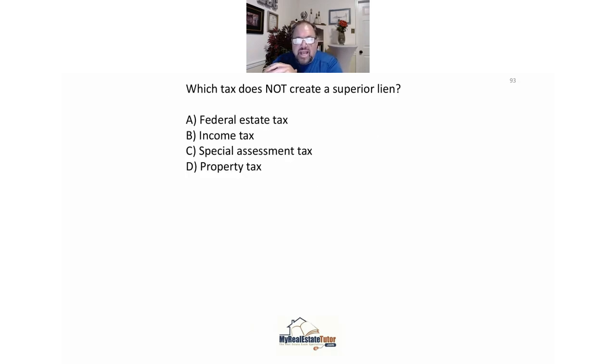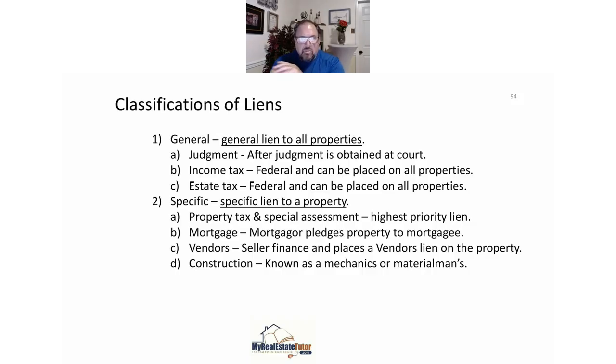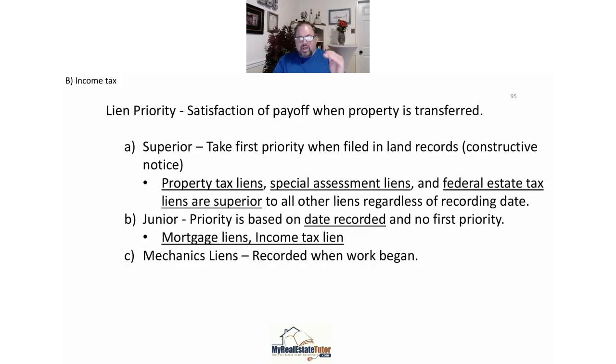Okay, which tax does not create a superior lien? Okay, so you have to know kind of the definitions, and let's just go ahead and go on into this for time's sake. Remember classifications of liens: general lien, specific lien. General liens go on all properties if you own multiple properties. Specific liens are specific to a legal description, like a mortgage, a vendor's lien, a construction or contractor's lien. Okay, now, when it comes to lien priority, it's broken into superior, junior, and then there's a mechanic's lien. Okay. This is recordation. This is priority because satisfaction of payoff when the property is transferred goes by who's recorded in priority, first, second, third.